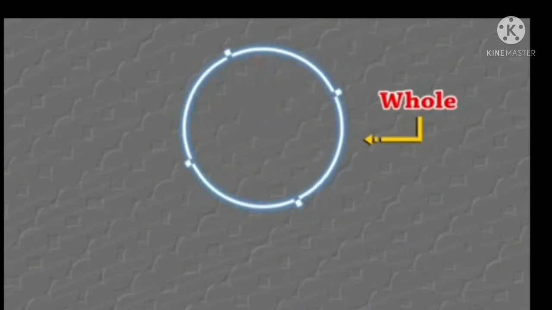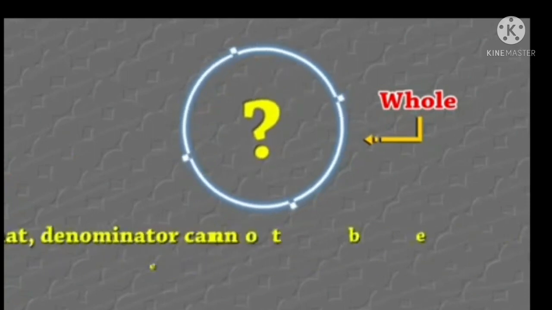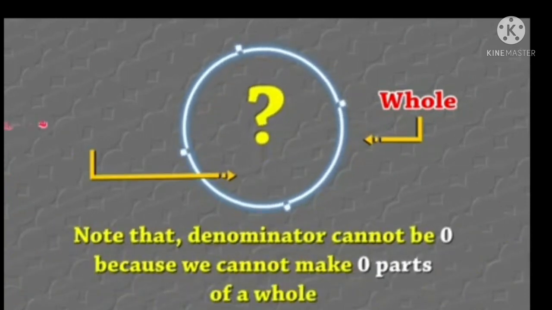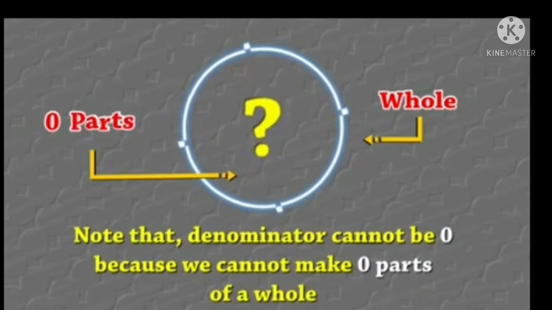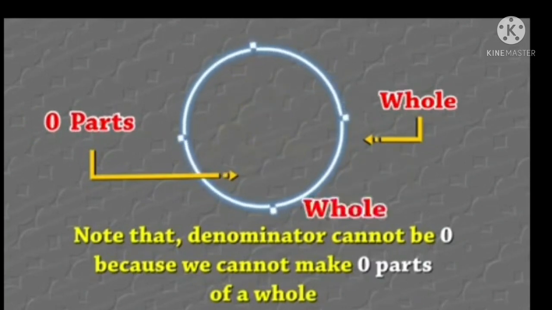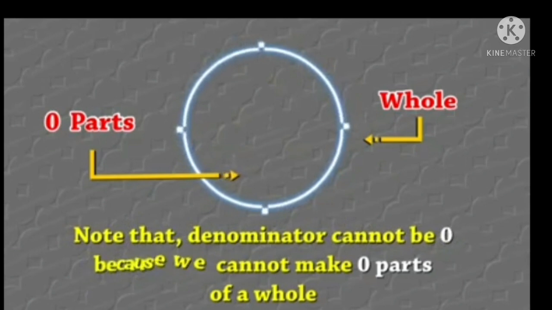We have a whole. The pizza is whole. Here no parts are left. There are 0 parts. Note that the denominator cannot be 0 because you can't make 0 parts of a whole.